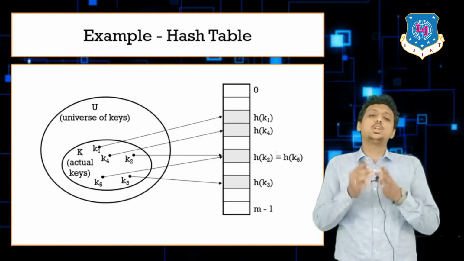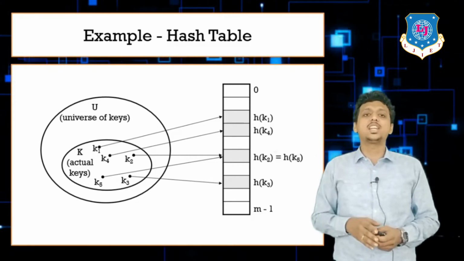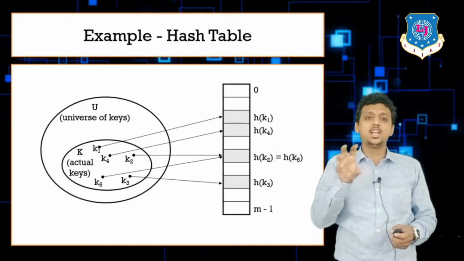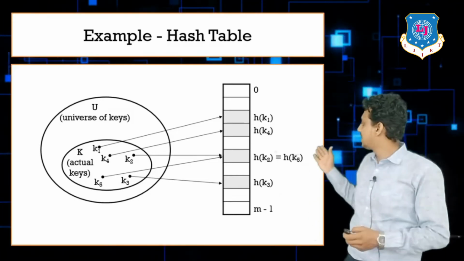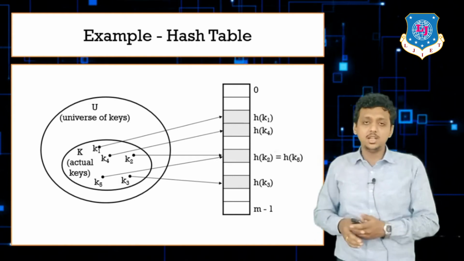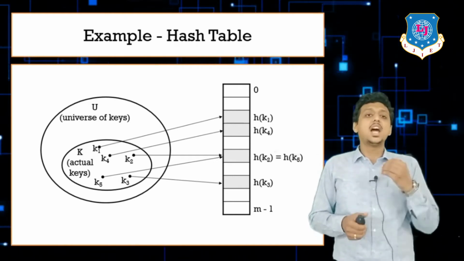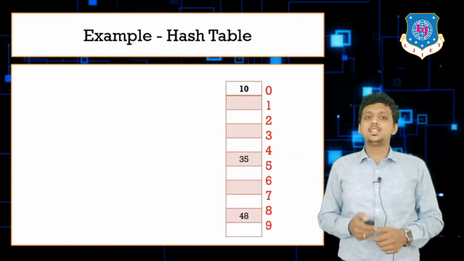Suppose I want to store k1 data, so I need to apply the hash function over k1. It gives h of k1, which is the hash value or the index of the table. Here you can see h of k1 in the table. So h of k1 is the index value of the table where I want to store my k1 value. Okay, let me take this example.